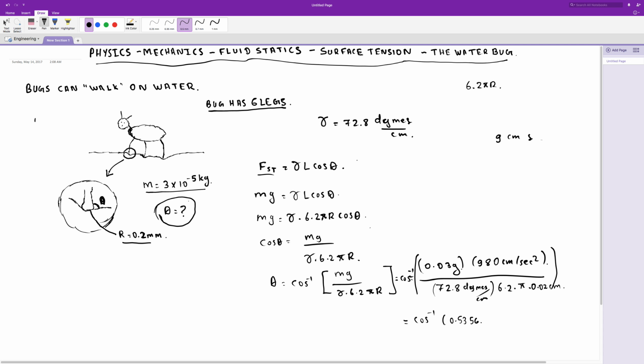0.5356. This actually tells us that bugs really can walk on the water, because if the cos is equal to 1, or if it's greater than 1, the bug can't walk on the water because the legs will go down into the water, because 1 is the maximum that cos can have. In this case it's less than 1, so that means the bug can walk on the water. And if you plug this into the calculator, the angle is going to be 58 degrees, and that's the final answer.